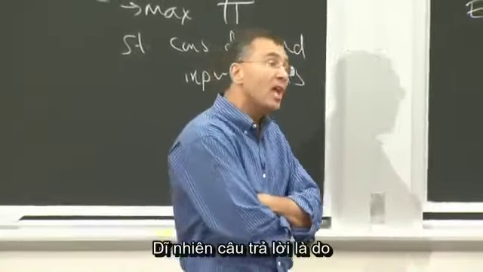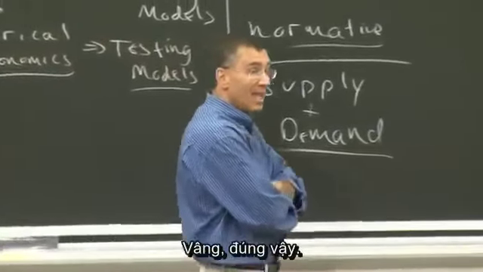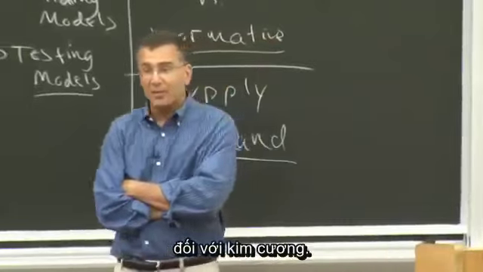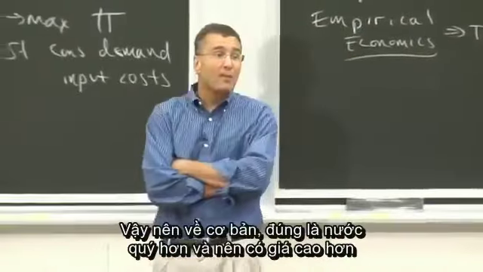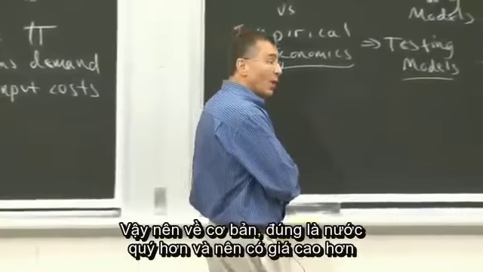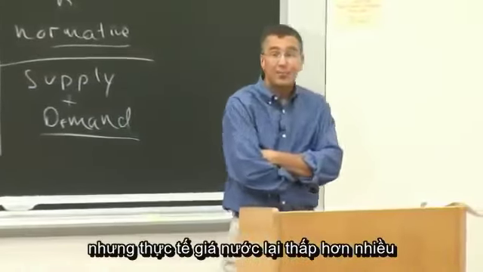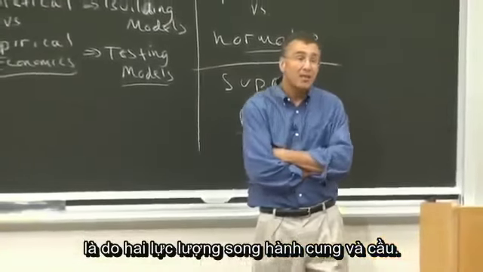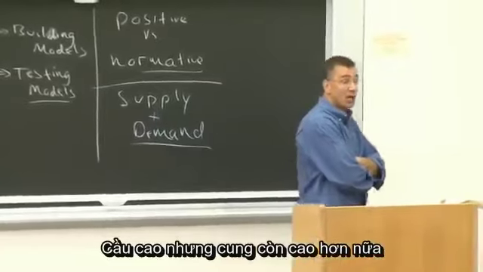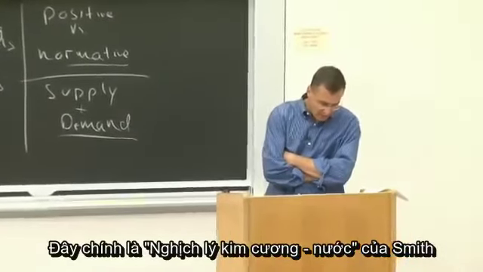And the answer, of course, is that so far you've only considered demand and not supply. Yes, it's true the demand for water is much higher than demand for diamonds, but the supply is even larger. So while water should be worth more, in the end the price of water is much lower because of the twin forces of demand and supply. The demand is higher, but the supply is much higher. So the price ends up lower. And that was his diamond-water paradox.